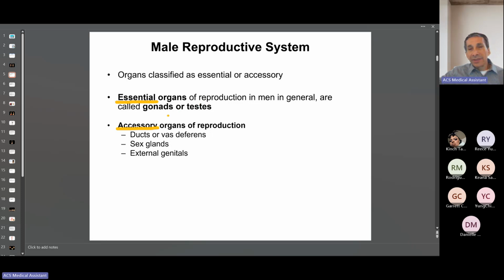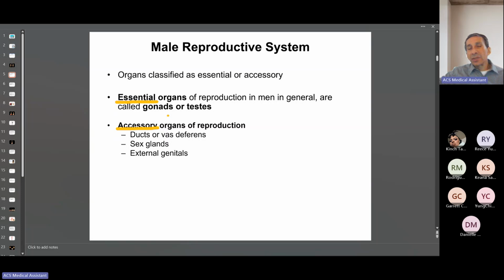So essential is something that you must have. Oxygen is essential for us to live. Nutrients are essential. Without them, we cannot survive. Without oxygen, we cannot survive. So there are things that are essential. Other things we can survive without.